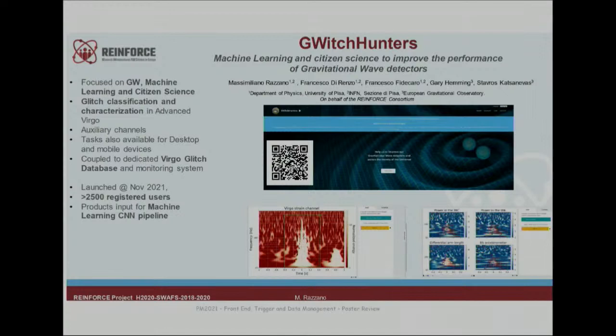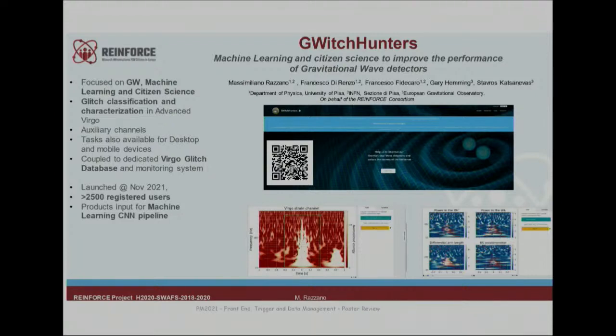And the last poster, Witch Hunters. This has to do with the detection of gravitational waves. To reach the sensitivity in this kind of experiments, you must suppress the background, the noise events called glitches.